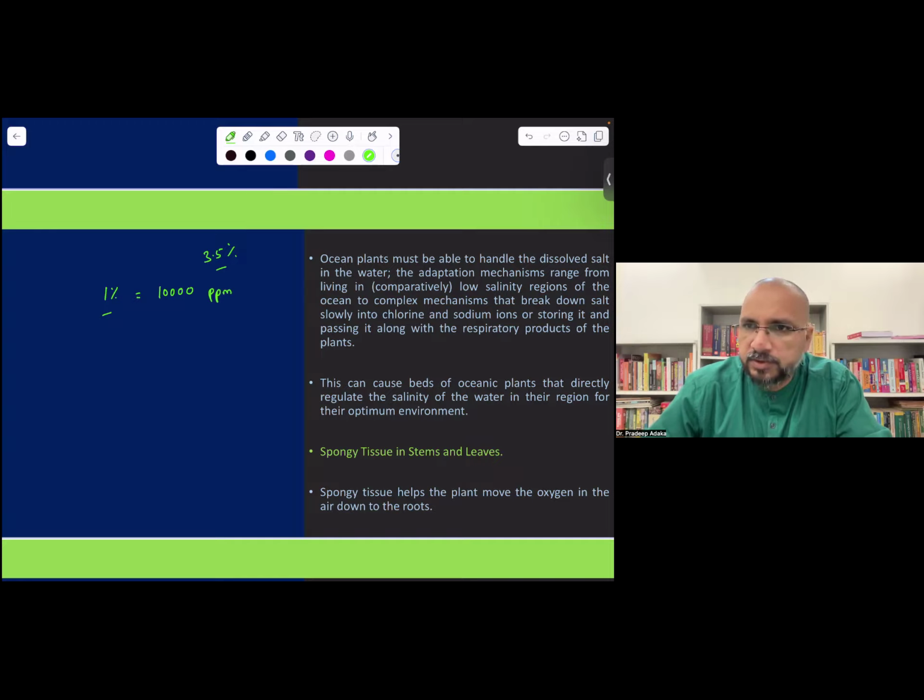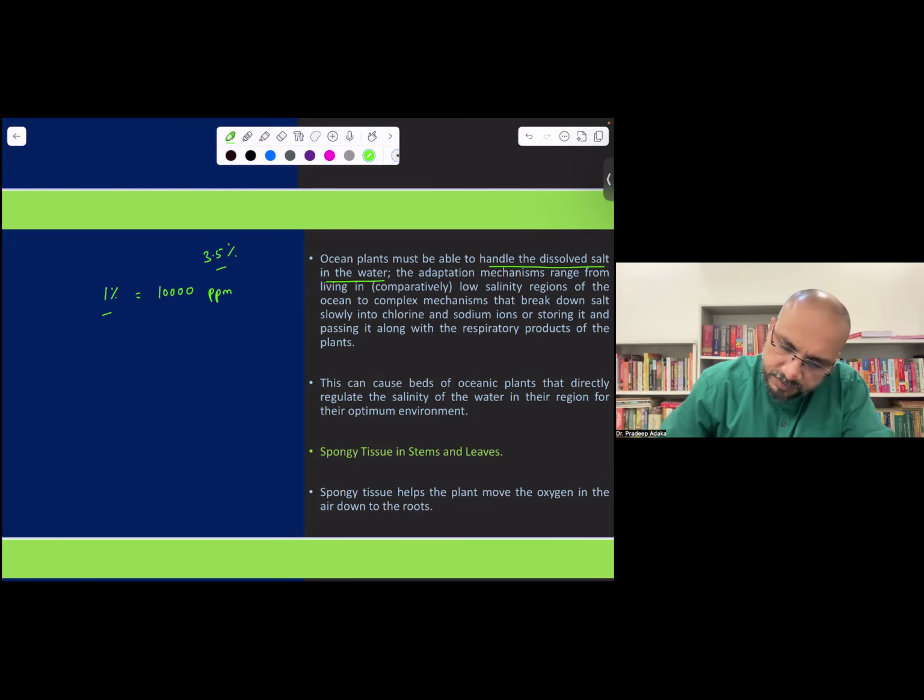The ocean's salt concentration is around 3.5%, actually a little more, 3.7 or somewhere around that. So ocean plants must be able to handle the dissolved salt in the water also. They also need to adapt to grow in high salt concentration.